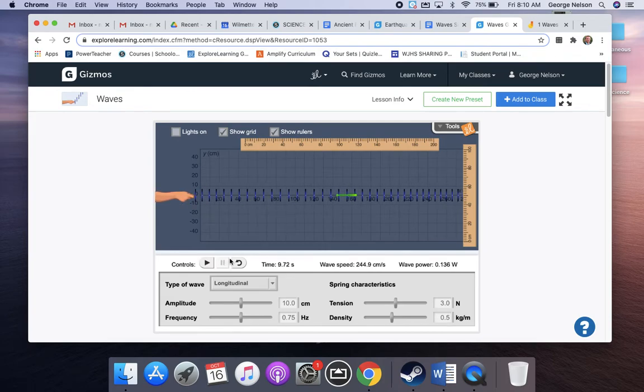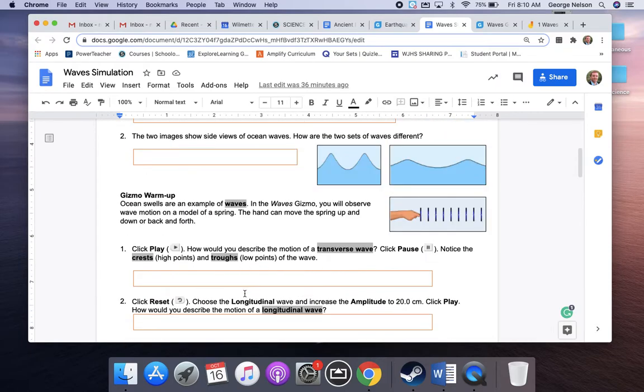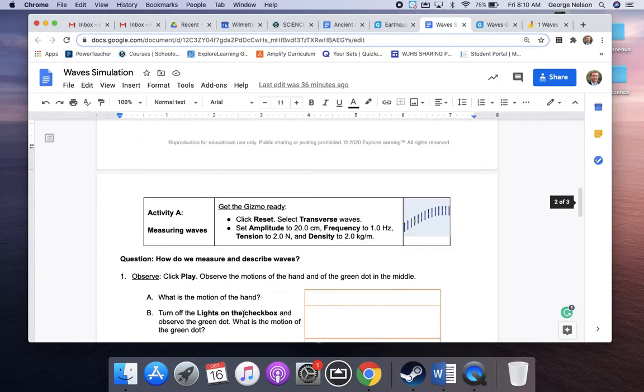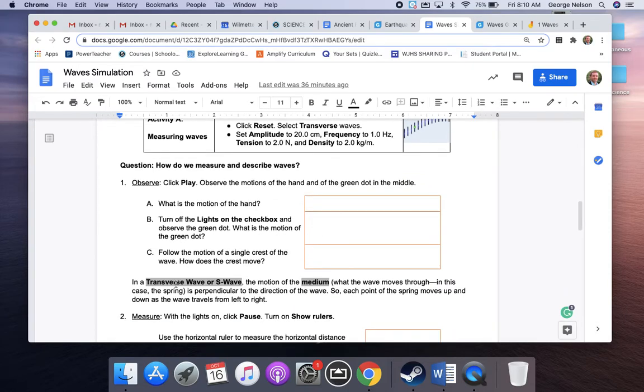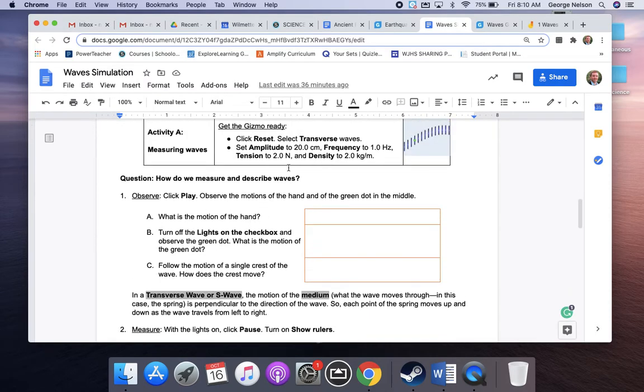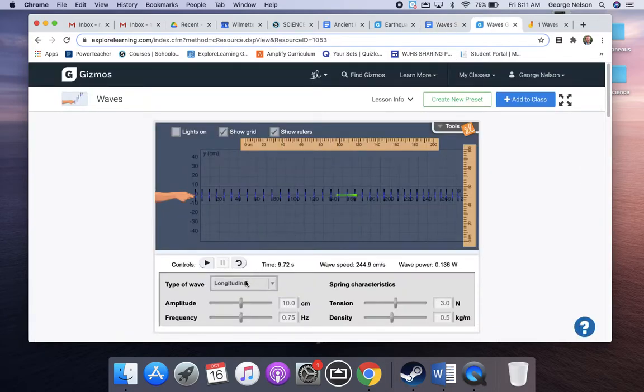So you're just going to answer the questions. It's going to walk you through. You're just going to notice, hey, what do you notice about these? And then I have a question, like, what do you notice about the motion they have? It's going to be the same. Questions 1 and 2 are going to be the same as 3 and 4. Questions 1 and 2 are for the transverse wave, the S wave that goes up and down. What's the motion of the hand? What's the motion of the green dot? Follow a single crest of the wave. How does the crest move? The crest of the wave is the top of the wave.